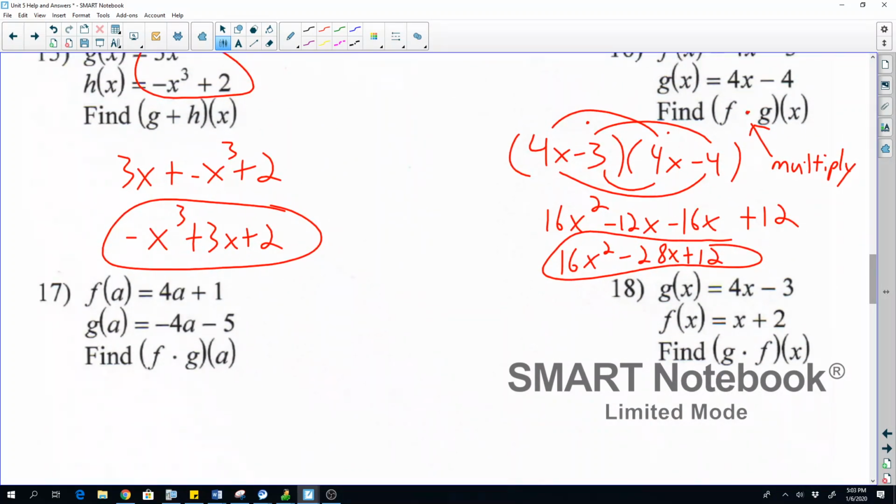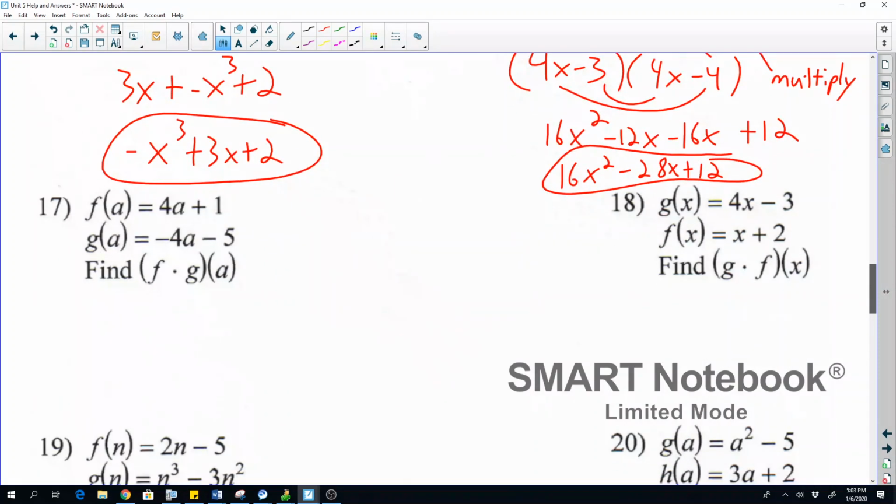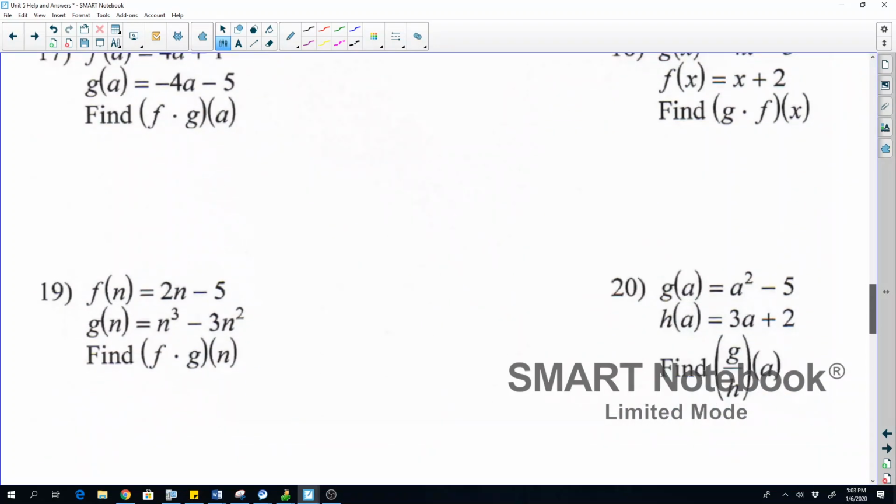Hey, look, my word multiply has a dot there. Multiply. What? Multiply. Bad joke, bad joke.